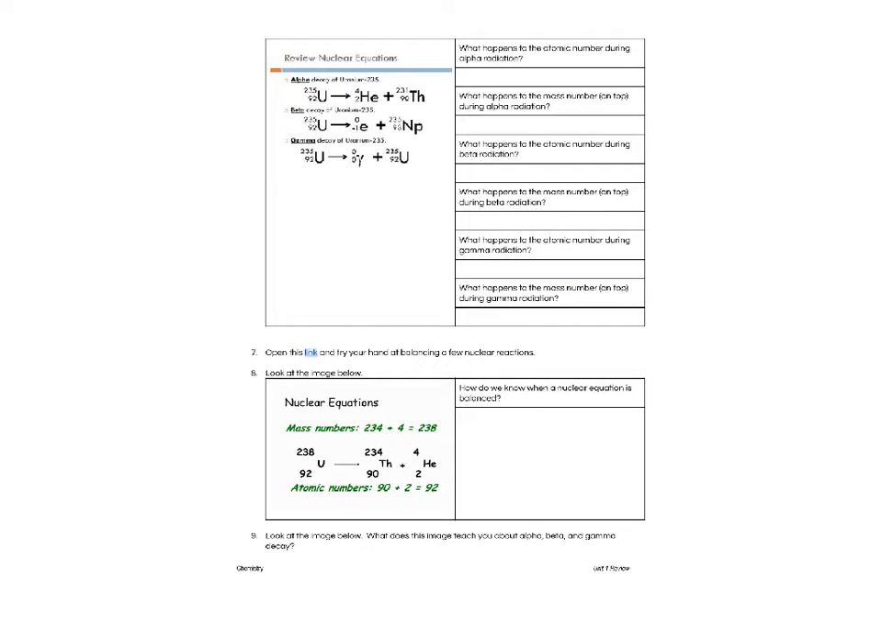Remember, when we are balancing equations, it's important that the mass numbers on top are balanced on both the left and right side of the arrow. So notice you have uranium-238 here. The thorium-234 and helium-4, those mass numbers add up to 238, just as the atomic numbers have to add up to each other on the bottom. So 92 here, and then 90 plus 2 equals 92. So that's how we check to make sure that the nuclear equation is balanced.